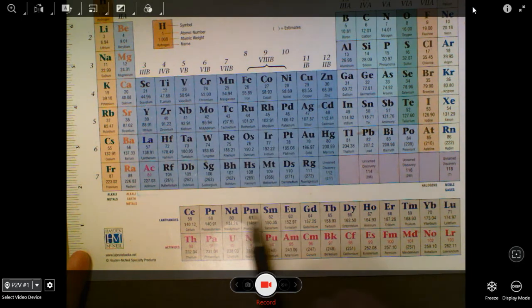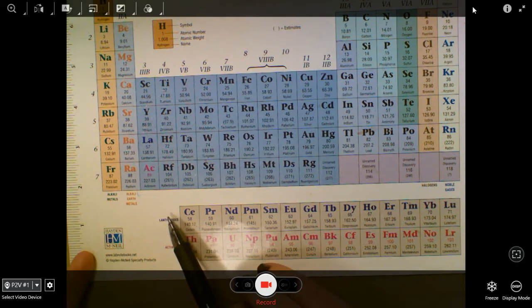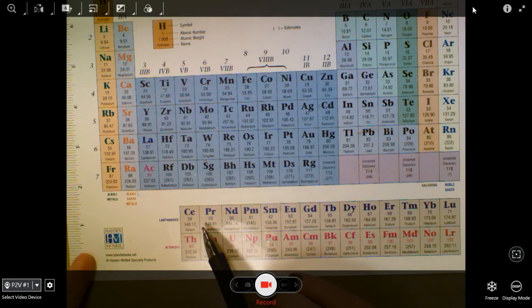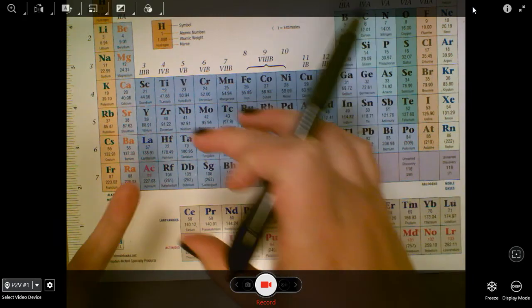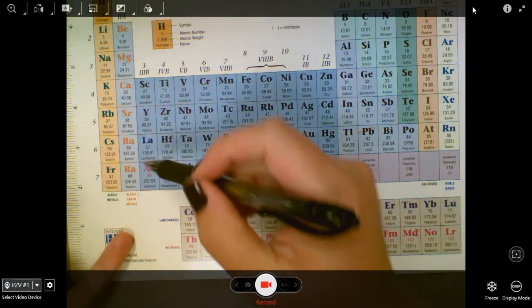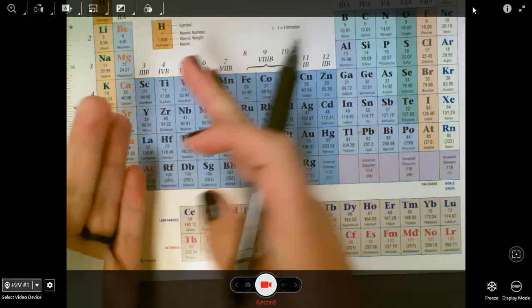With these particular elements, they're called your rare earth elements. What happens is this is a detour through the f shell. They essentially pull these two chunks out because they wouldn't fit in the periodic table. So you have to imagine that you slice them and then you pull them apart.